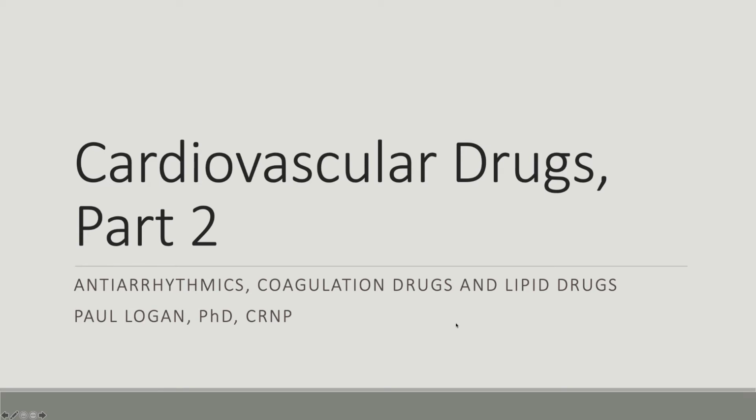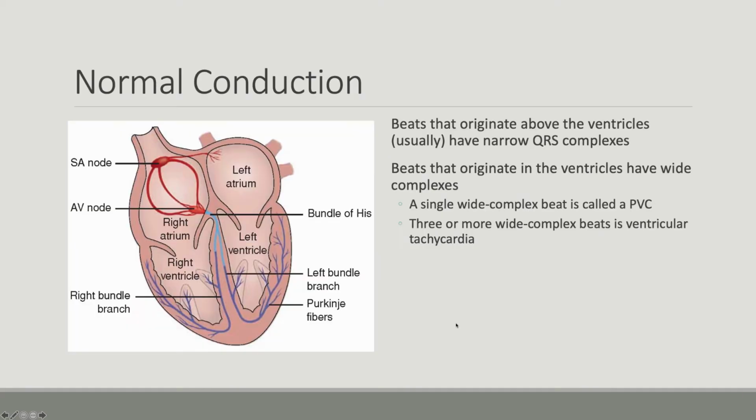We're going to start talking about antiarrhythmics. So antiarrhythmics are drugs that help keep the heart in a normal rhythm or within a normal range of rhythms, right? So normal conduction happens this way.